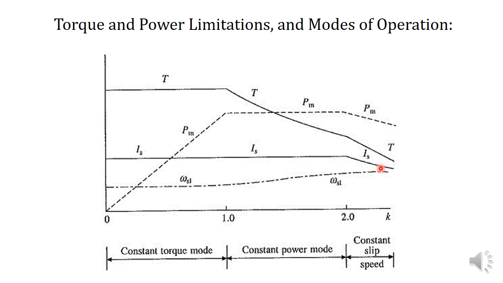Current is also decreasing. And slip speed is a term that is defined as the difference in speed of the rotating magnetic field and the rotor speed, that is equal to omega SL. So this curve indicates the variation of slip speed along with the variation of frequency. Thank you.